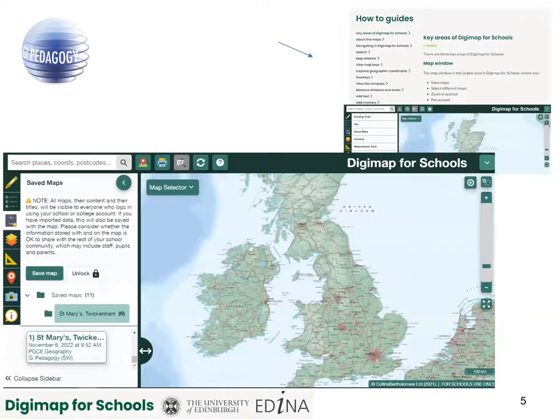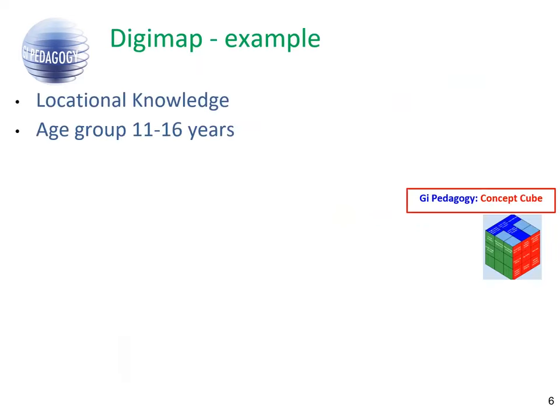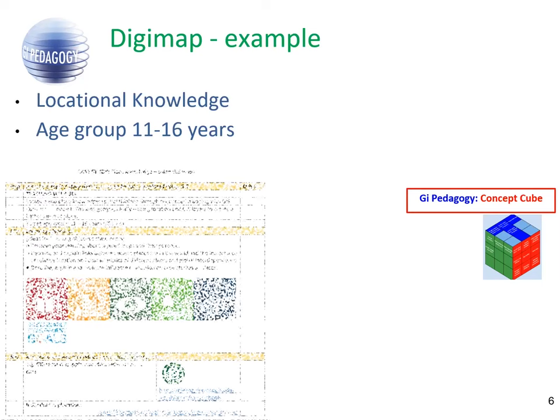Digimaps. So here is Digimaps for Schools, as you're all probably very familiar with. We use this as the base for developing some resources, with what we've just said in mind. This case study is about locational knowledge, and it is aimed at students aged about 11 to 16, with the focus on the teacher's development and the everyday use of GIS.